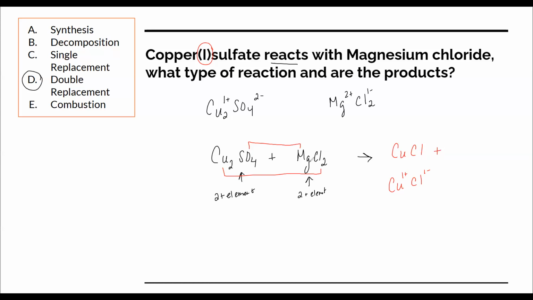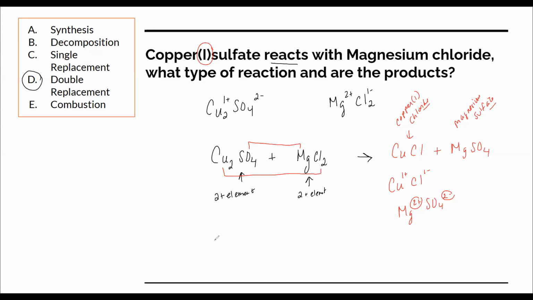And magnesium is going to be with sulfate. Magnesium, 2+, sulfate, 2-. Again, those are already equal and opposite, so you can just smush them together. And those would be our products. What are the names of the proper products? Copper 1 chloride. Remember, "ide" on the end lets you know that it is a compound. Magnesium sulfate. This one has an "ate" on the end to remind you that there's oxygen because you used a polyatomic ion.